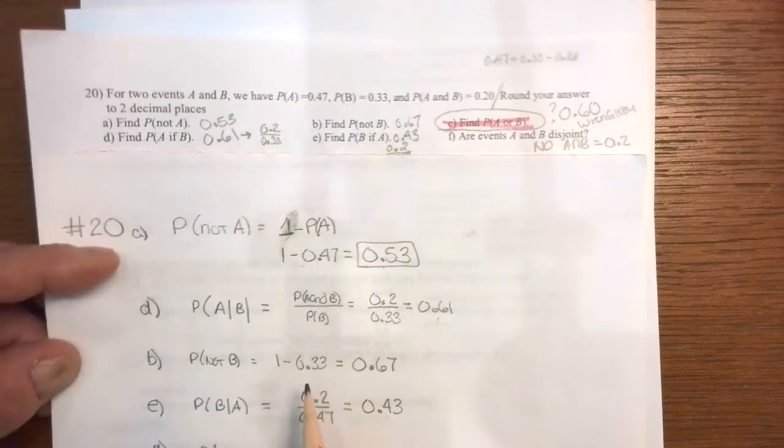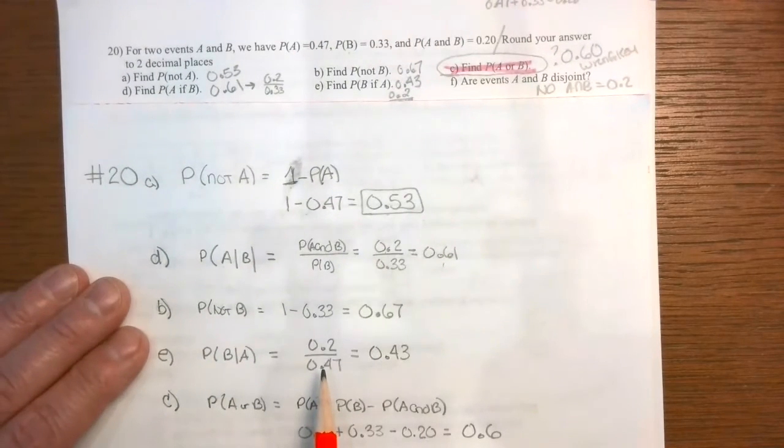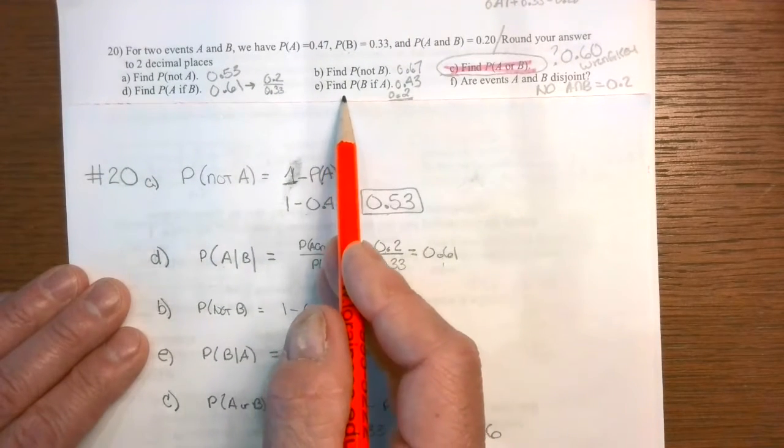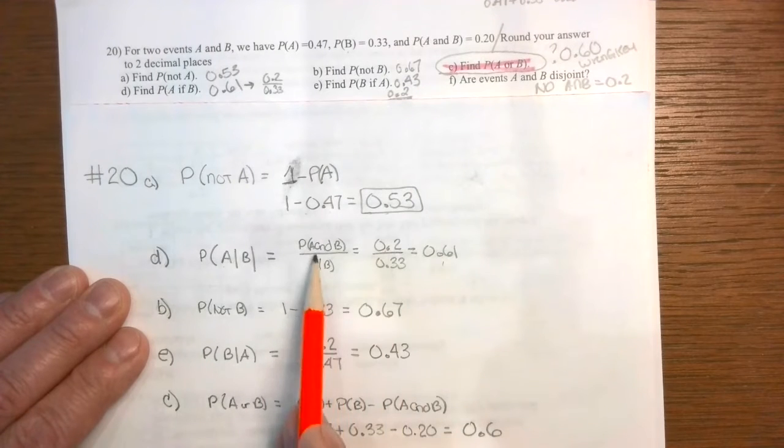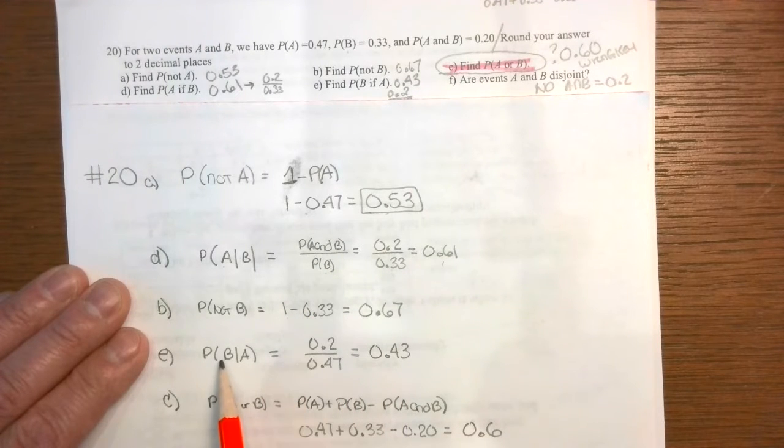I'm always going to do that contrapositive, if you will. E, B if A. Okay, well, now I just got to turn this one around a little bit, make a small adjustment by dividing by A instead, because the probability of B given A is the probability of A and B divided by the probability of A, which is 0.43.